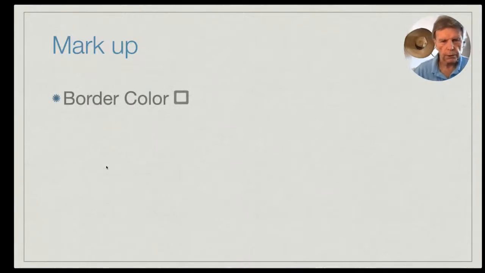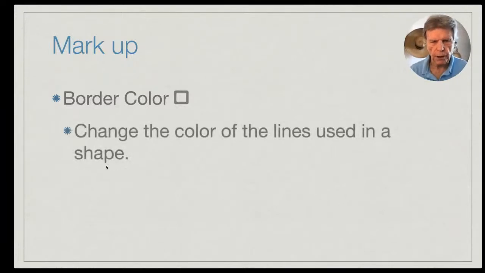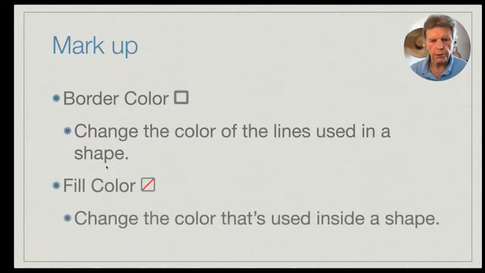So border color. So there's two parts to this. There's the border color, which is obviously the border, the outside of the shape. You can change the color of the lines, and then there's the fill color, which allows you to change the color used inside the shape.